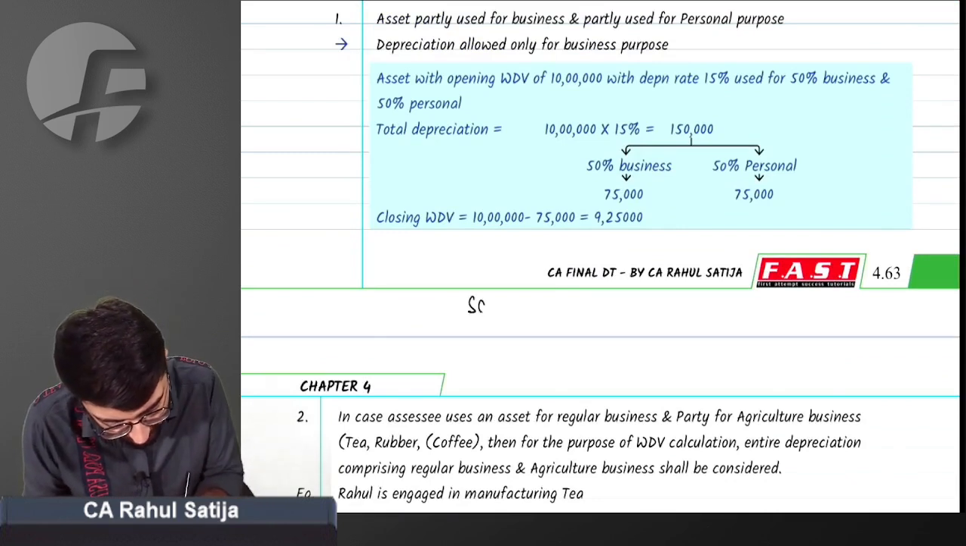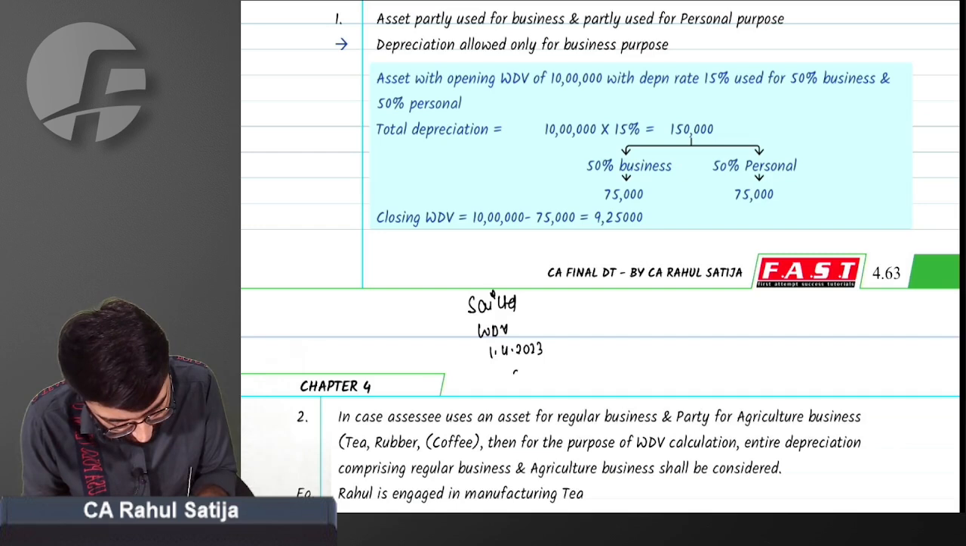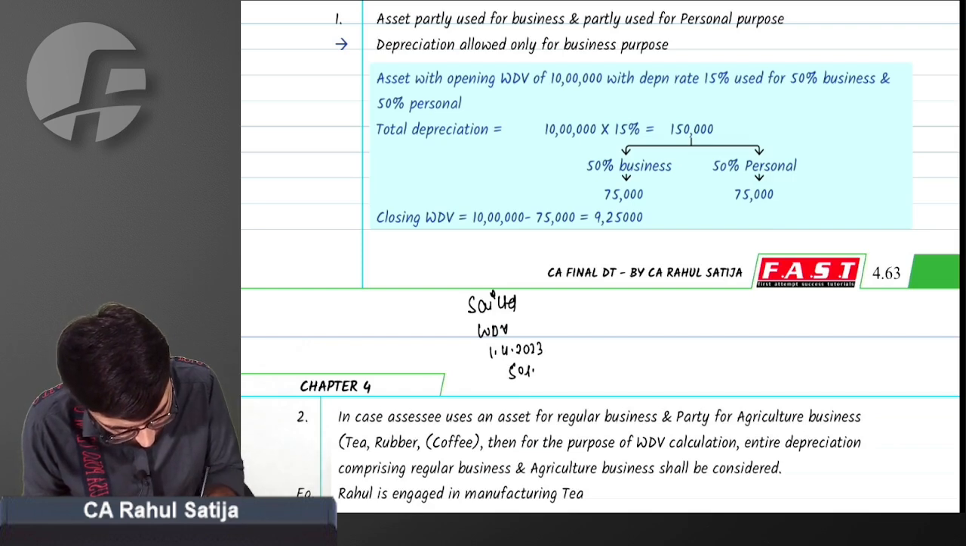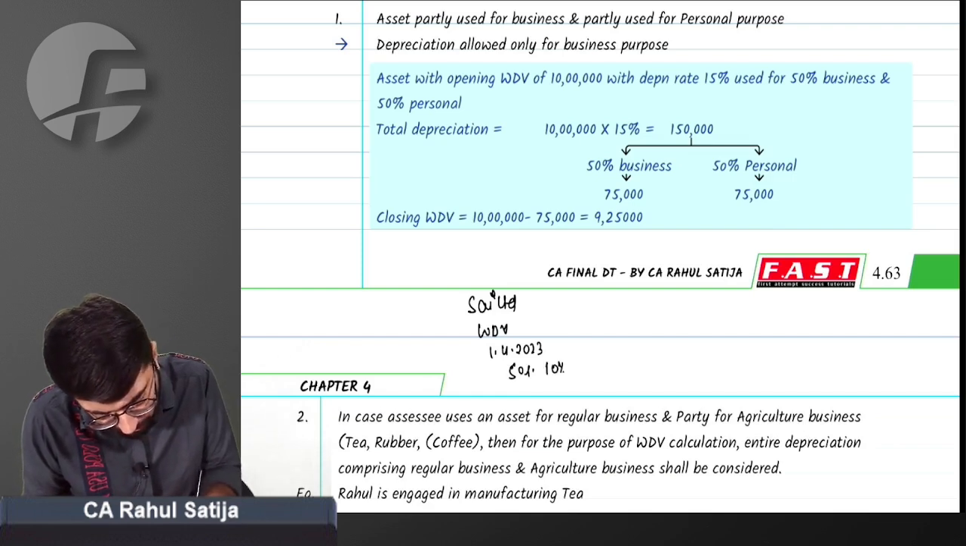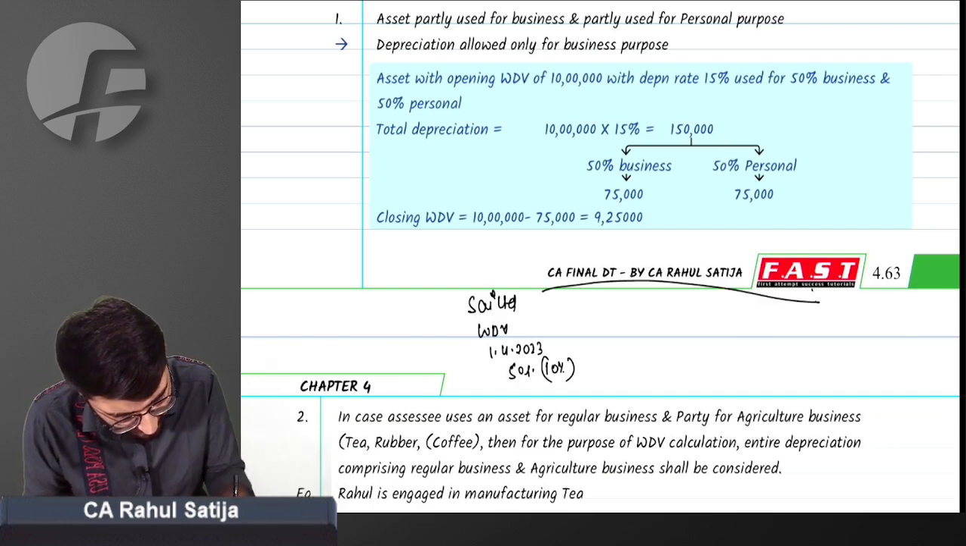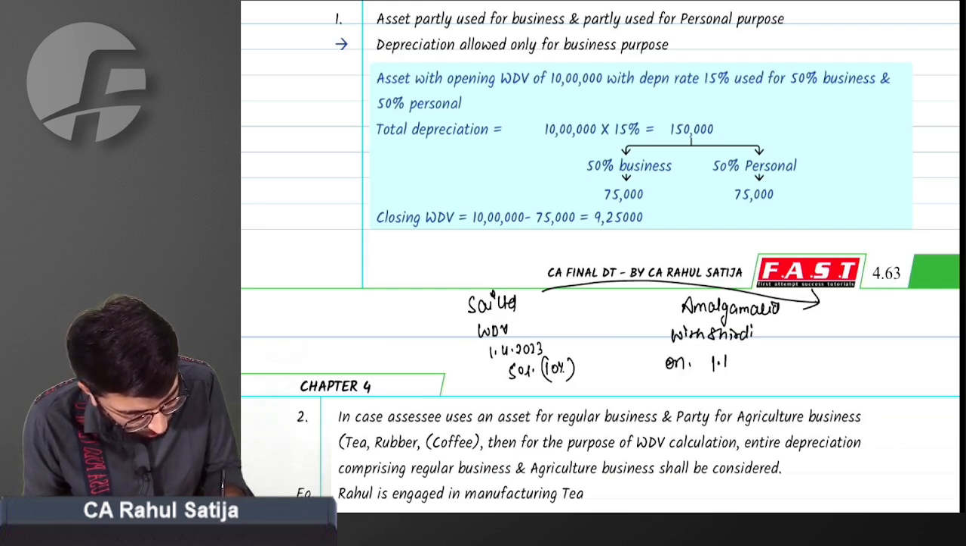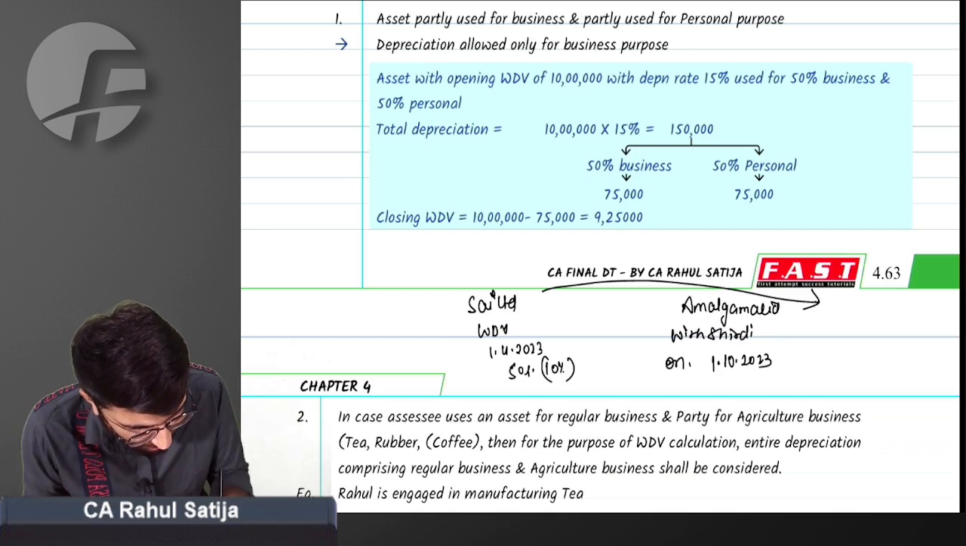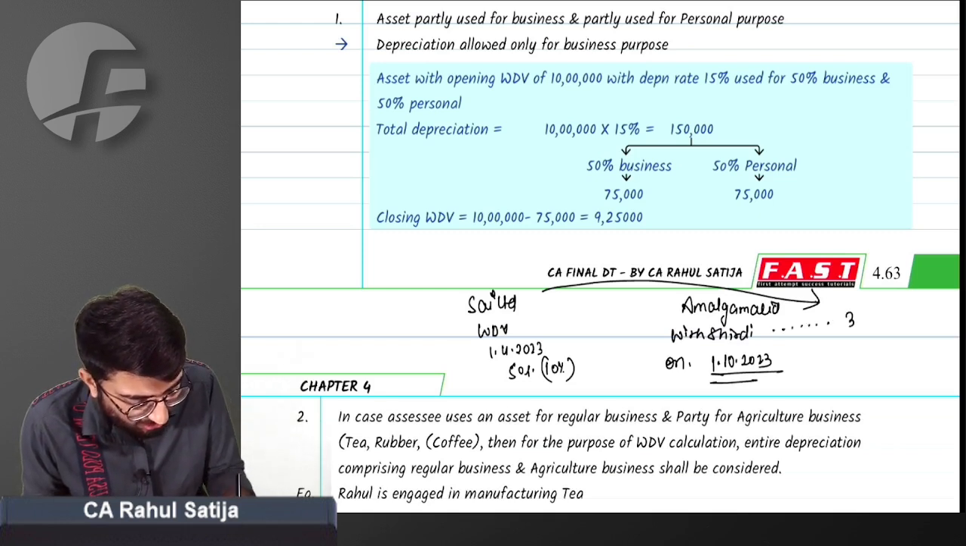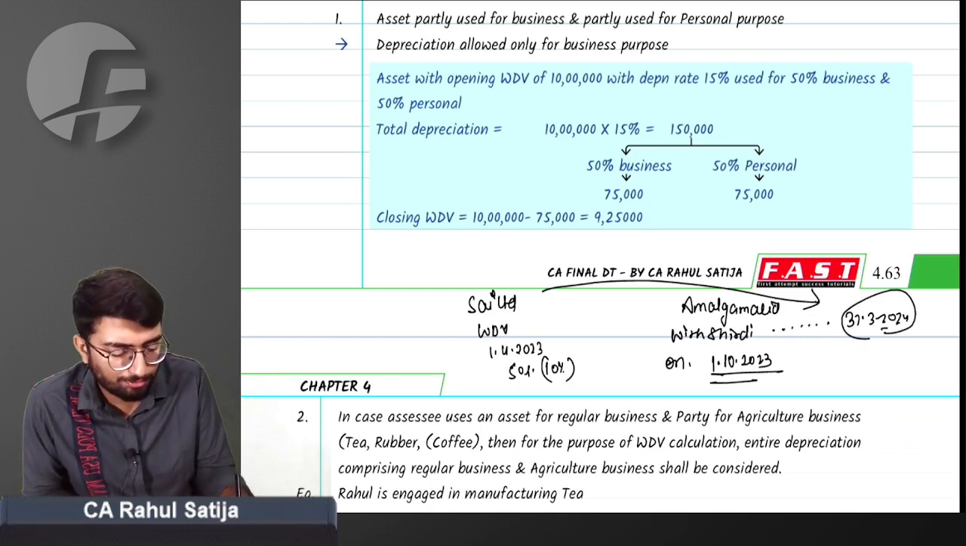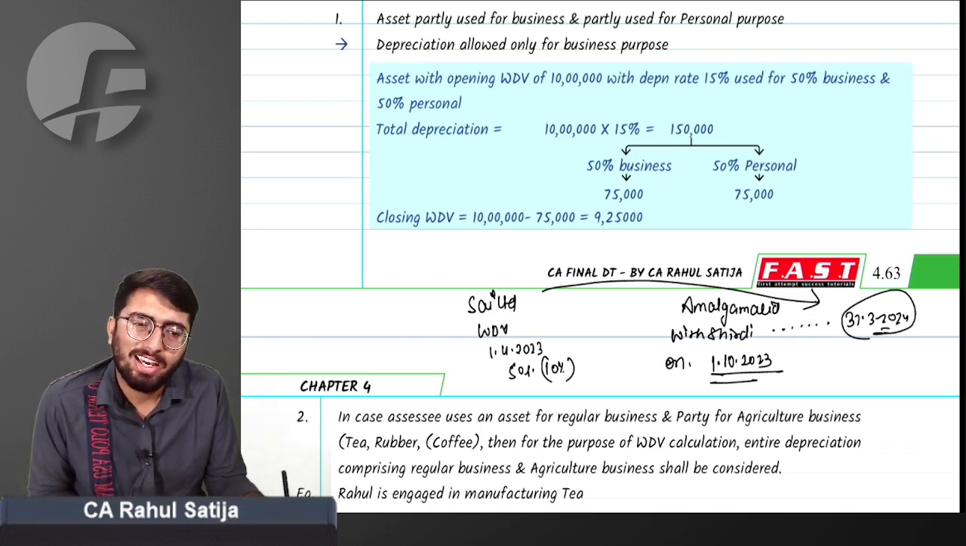So for example, a company Sai Limited, WDV as on 1st April 2023 was 50 lakh, at 10% rate. Sai Limited amalgamated with Shirdi Limited on 1st October 2023, and continued as Shirdi Limited till 31st March 2024. Can I say this is valid? Yes, sir, it is valid.